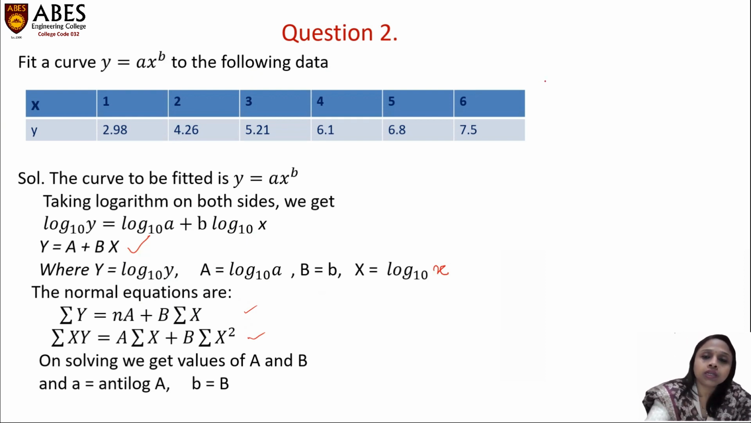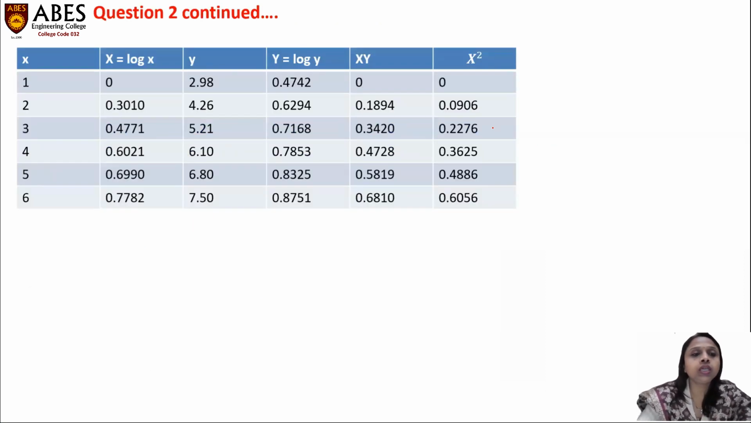So we get these values from this data only. Let us see. Capital X is taking the value log x. We have found it from the calculator. Capital Y is taking the value log y. We can calculate it from the calculator. We can get XY and X square from the data. Now put these values in the equation.